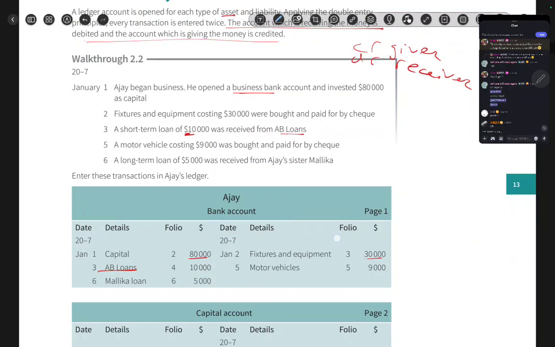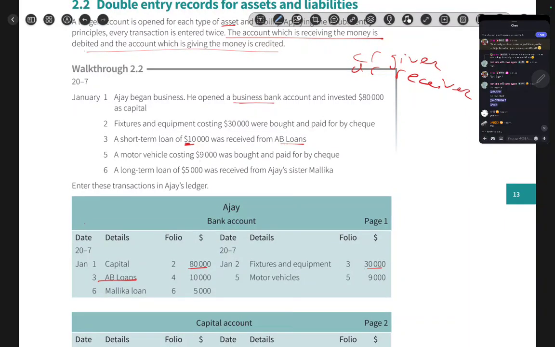All right, very simple. A motor vehicle costing 9,000 was bought and paid for by check, which means by bank.